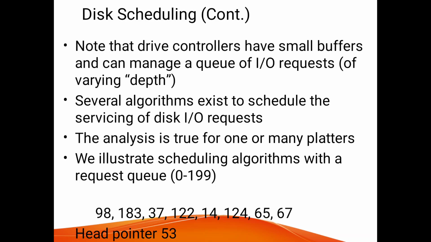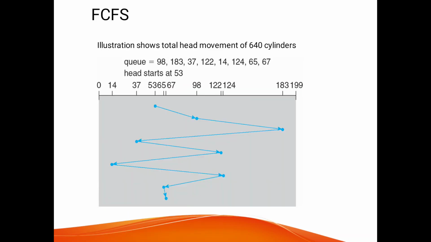Several algorithms exist to schedule the servicing of disk I/O requests. The analysis is true for one or many platters. We illustrate the scheduling algorithms with a request queue. The first one is FCFS. The illustration shows a total head movement of 640 cylinders, with the queue starting with the process 98.